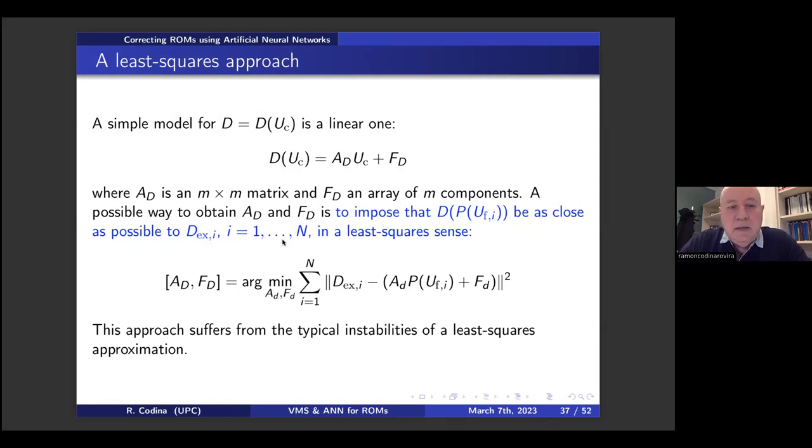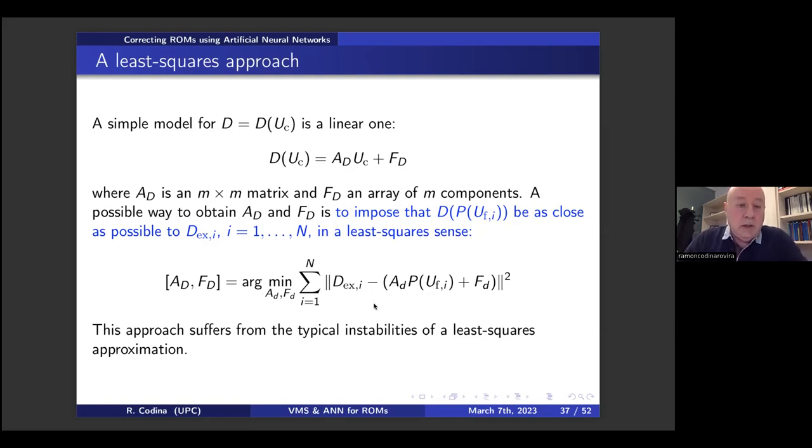And then these matrices AD and FD are computed from an optimization problem so that the difference between the exact correction and the approximated correction at the configurations in which we know the refined solution is minimum in a least square sense. So AD and FD are the arguments of the minimization problem written here. The exact correction minus the correction, of course, evaluated with the best solution that we have at our disposal, which is the projection of the refined solution.